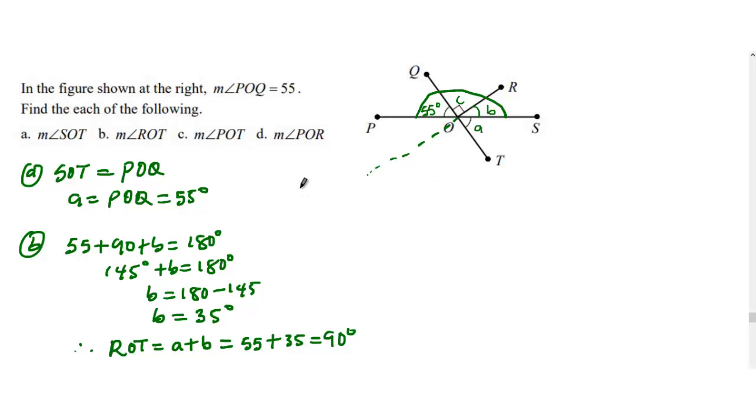Then the next one is C. So for C, we are looking for POT. That is POT.